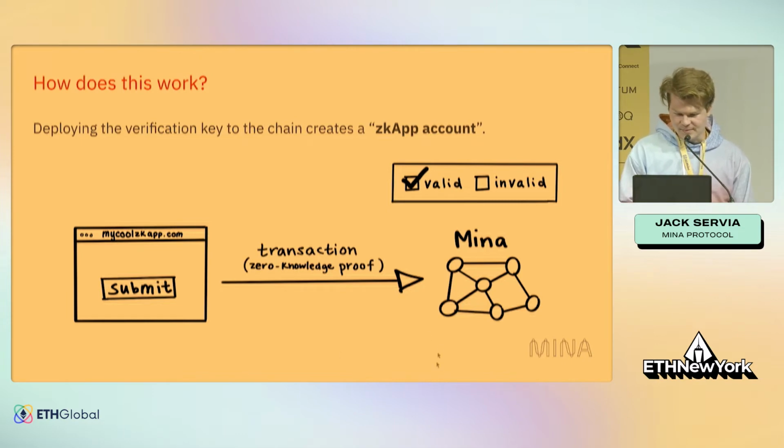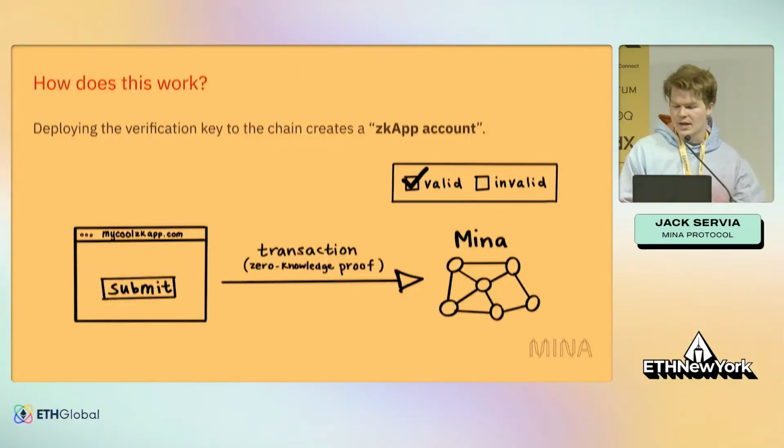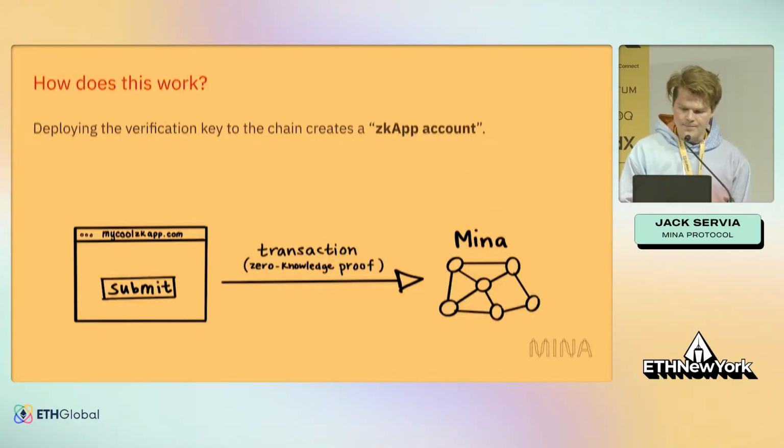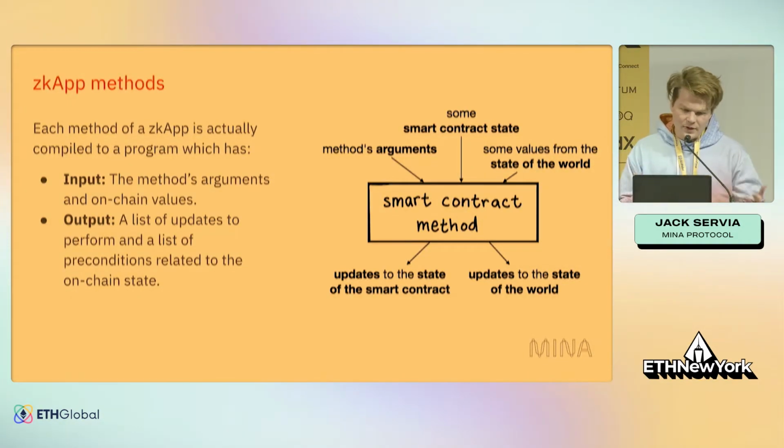Yeah, you can see here's, I guess, a demonstration of that. You send a transaction, and it updates the verification key for one of these accounts, and then you have a smart contract on Mina. And you can't send the transaction without a valid proof, and you can send the transaction with a valid proof. And so every zkApp is compiled into a program which has the input arguments and the on-chain values. So these would be the values that you're taking either from users or from the current chain state, and then outputs, which will be a list of updates to perform and a list of preconditions related to the on-chain state.